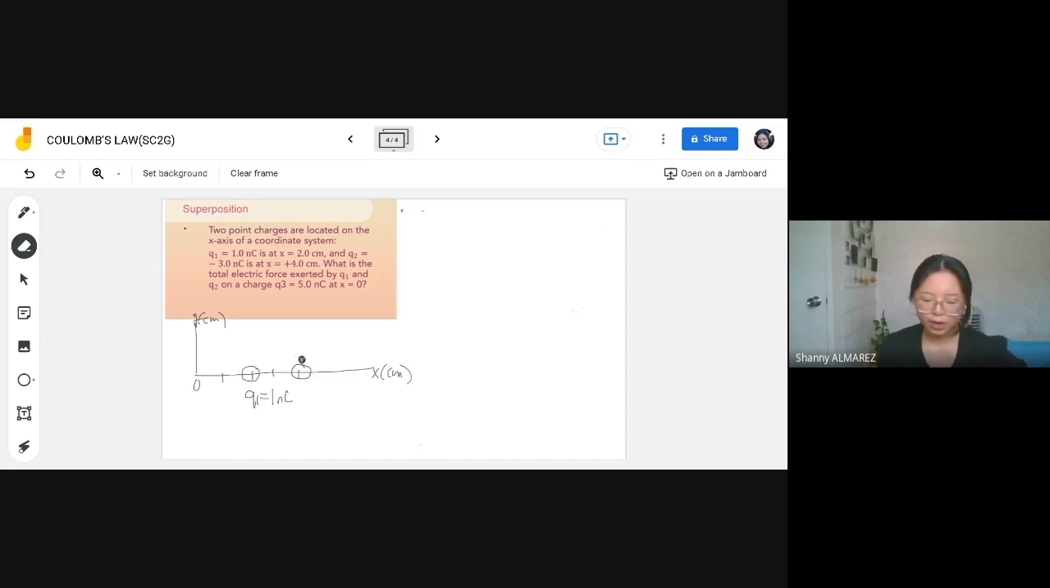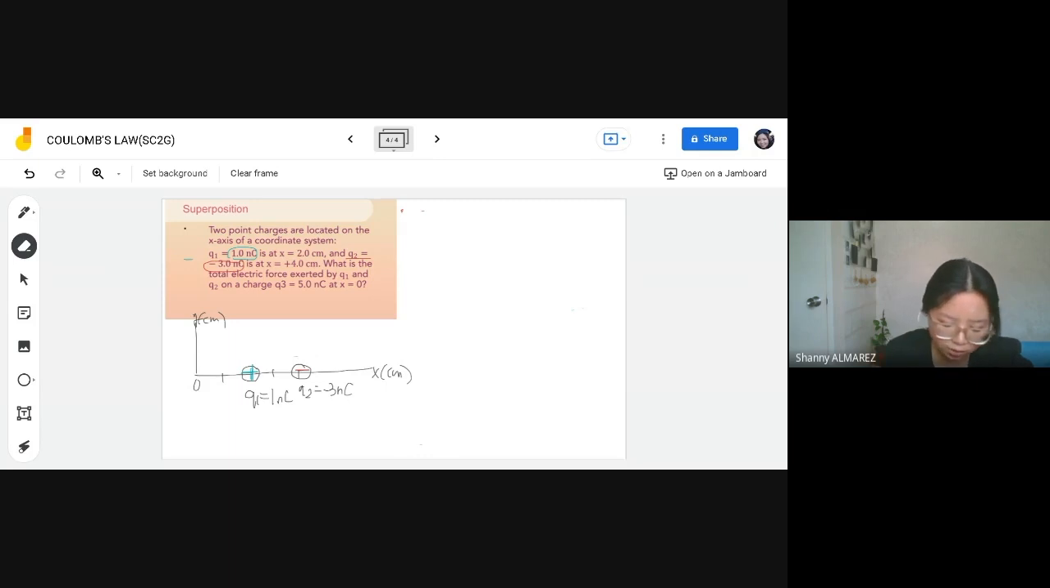Positive 4. However, if you will take note of the charge, the first charge is positive. Saan yan galing? Dito sa charge niya. Positive ito. The second charge is negative. Yan, Q2 is negative. So, ilagay mo yung sign niya. And the amount of Q2 is negative 3 nanocoulomb.